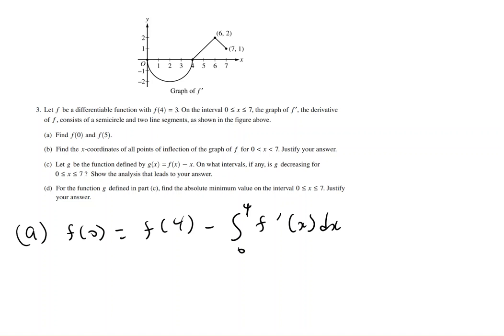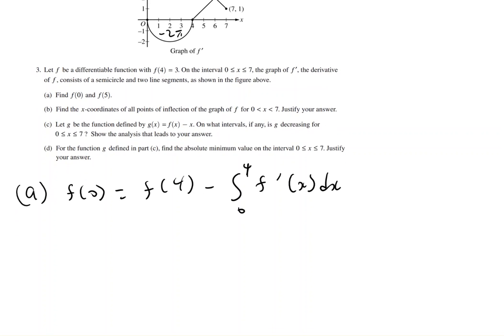This area right here will be negative 2 pi. So f of 0 will equal 3, because f of 4 is given, which is 3, minus this integral, which is negative 2 pi, so it's going to equal 3 plus 2 pi.